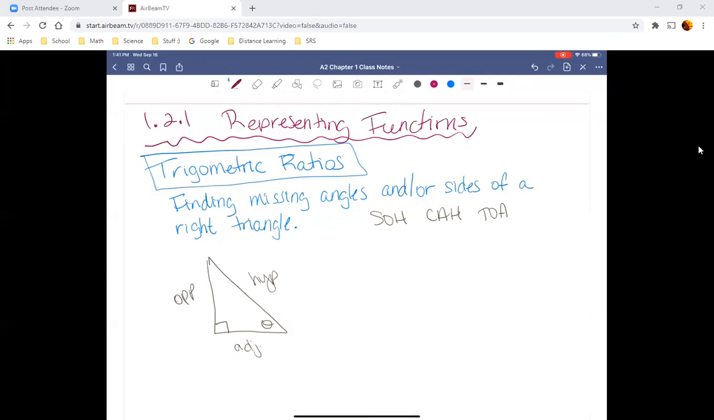All right. So let's see. When it comes to these, if I'm talking about sine, it's always going to be from the angle. So our angle was that theta, right? And so sine is opposite over hypotenuse. Cosine of theta is adjacent over hypotenuse. And tangent of theta is opposite over adjacent.